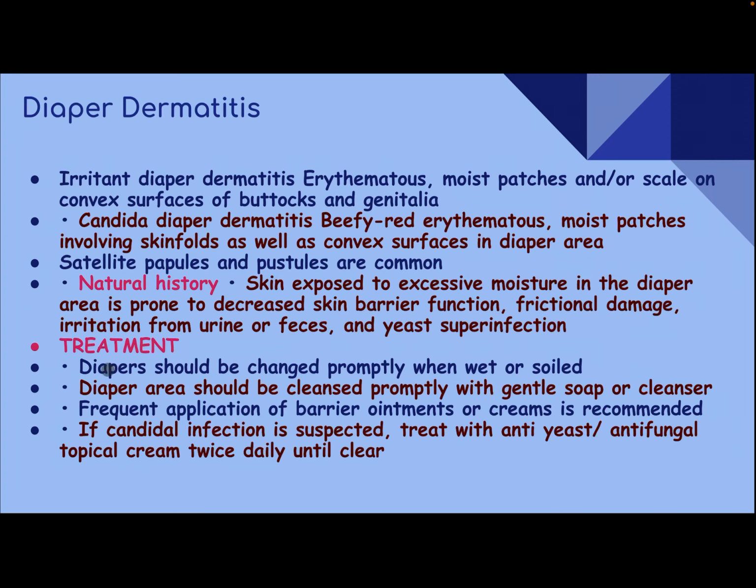Treatment. Diapers should be changed promptly when wet or soiled. The diaper area should be cleansed properly with a gentle soap or cleanser. Frequent application of barrier ointment or cream is recommended. If Candida infection is suspected, treat with an antifungal topical cream twice daily until clear.